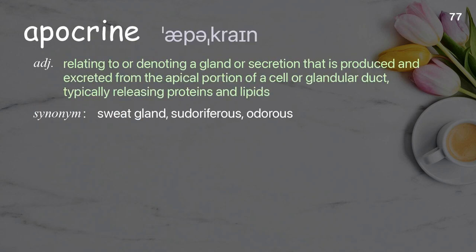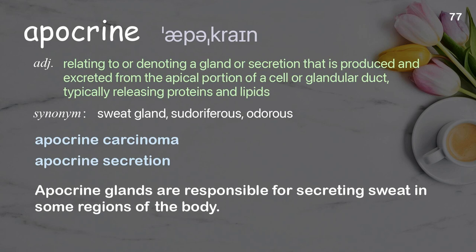Apocrine. Relating to or denoting a gland or secretion that is produced and excreted from the apical portion of a cell or glandular duct, typically releasing proteins and lipids. Examples: apocrine carcinoma, apocrine secretion. Apocrine glands are responsible for secreting sweat in some regions of the body.